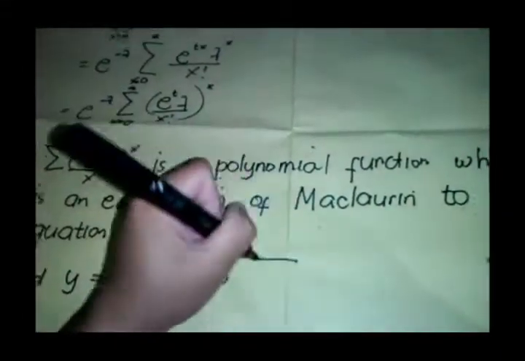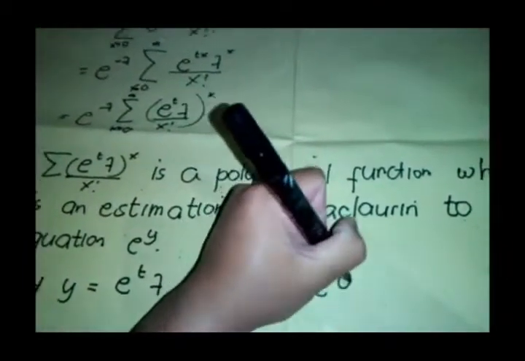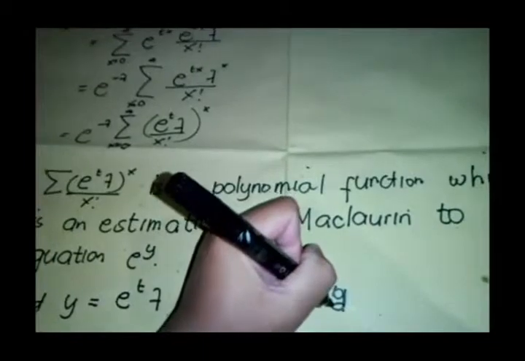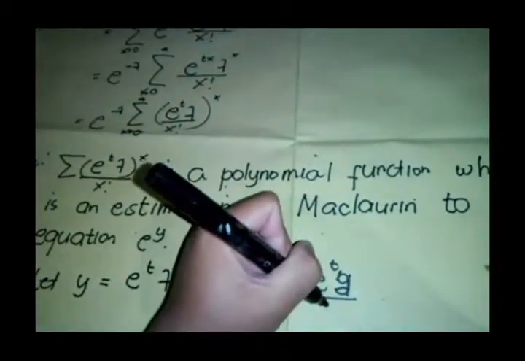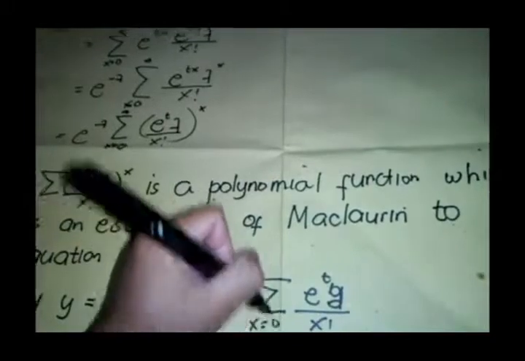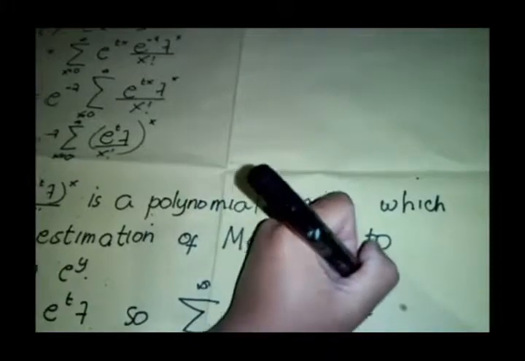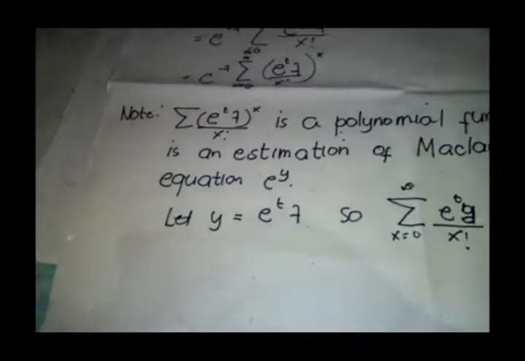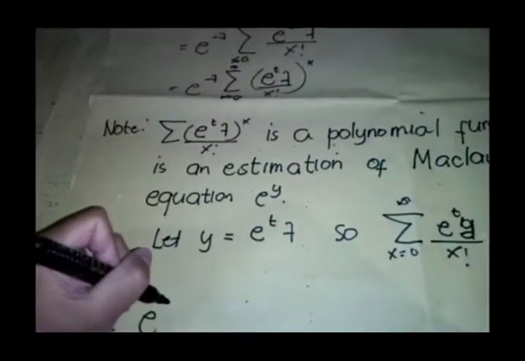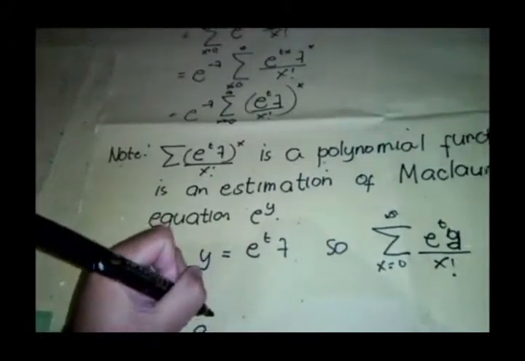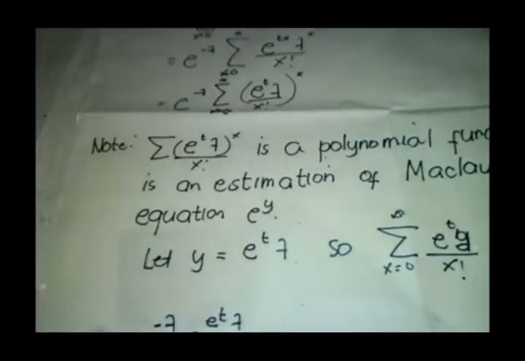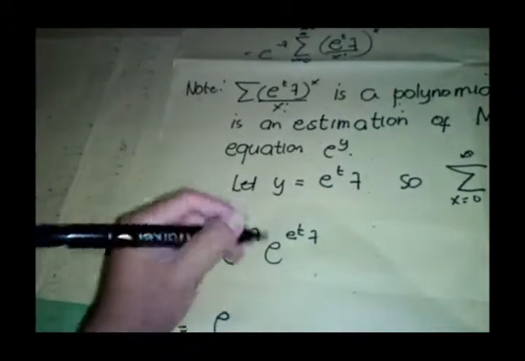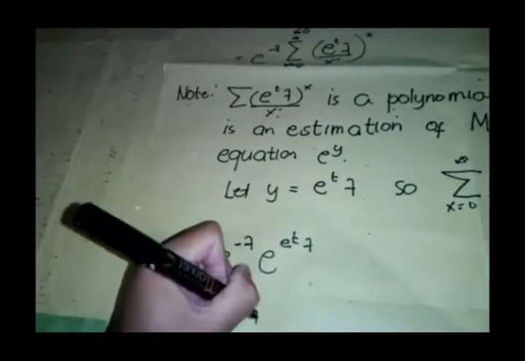So the summation of e to the t lambda over x factorial, where x starts from 0 to infinity, is equal to e to the power of t times lambda. So now we have our moment generating function equal to e to the negative lambda times e to the power of t times lambda, or simply e to the power of e^t times lambda minus lambda. So now we have our moment generating function.